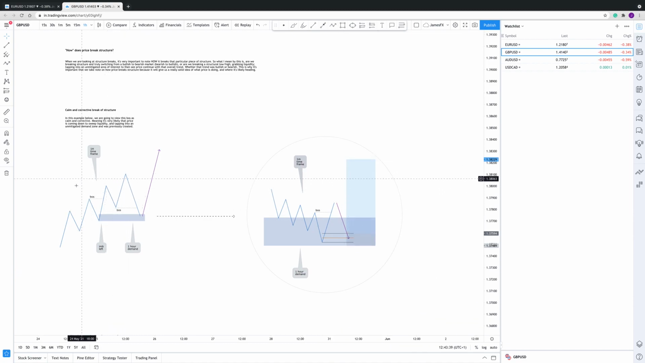So this is going to be our hourly time frame. You can see we're putting in higher highs, higher lows, all the way up. Now, this move down broke the higher low. So we've got breaking structure.